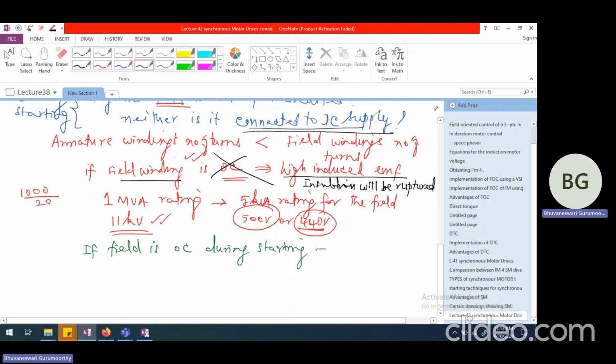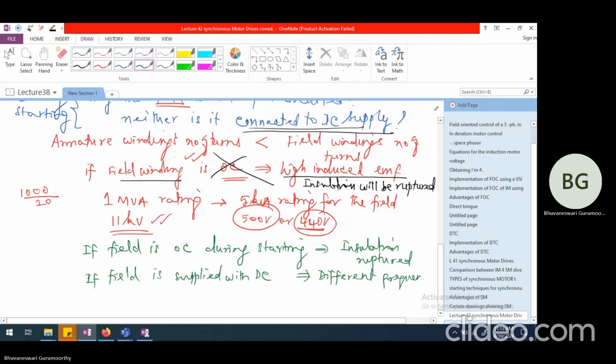then we are going to have insulation ruptured. And if the field is supplied with DC, then we are going to have different frequencies induced in the stator, and hence breaking torque will be produced. So we don't want either of the things to happen.